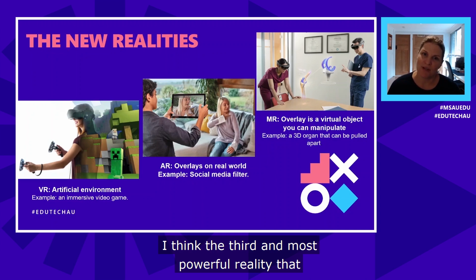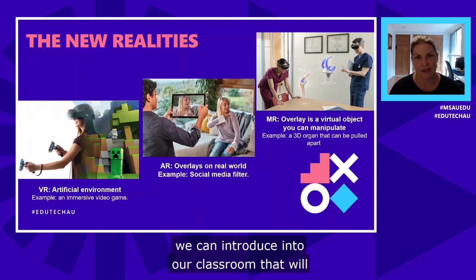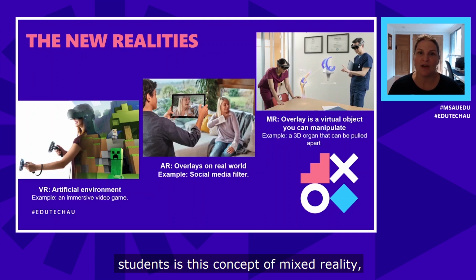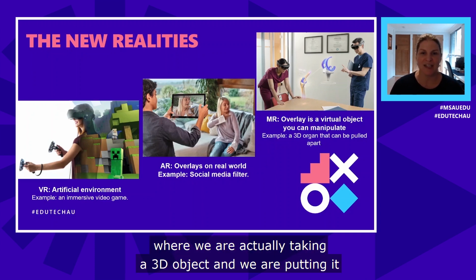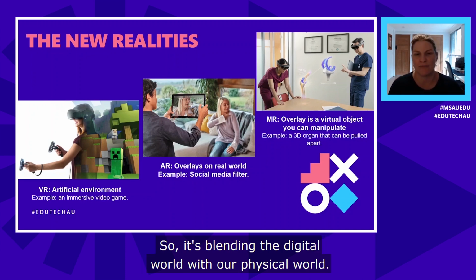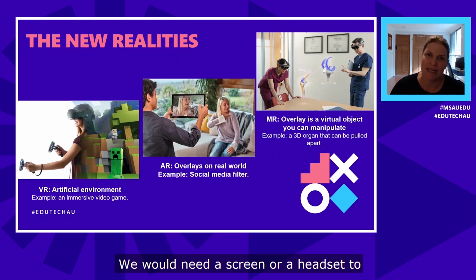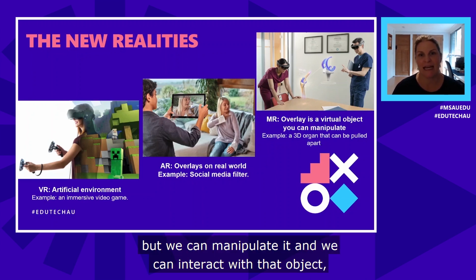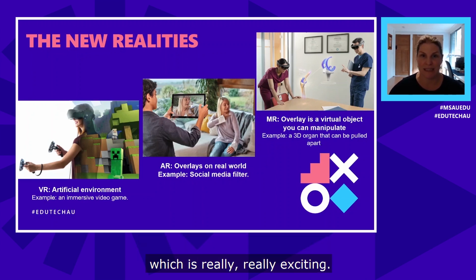I think the third and most powerful reality that we can introduce into our classroom, that will make abstract concepts quite concrete for our students, is mixed reality, where we are taking a 3D object and putting it into the environment that we exist in. So it's blending the digital world with our physical world. We would need a screen or a headset to look through to access that object, but we can manipulate it and interact with it, which is really, really exciting.